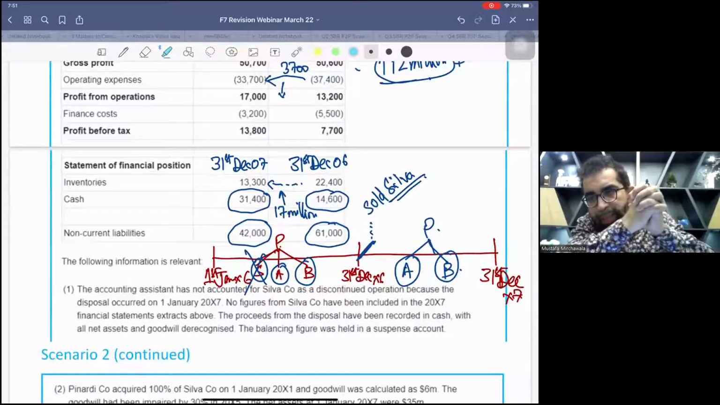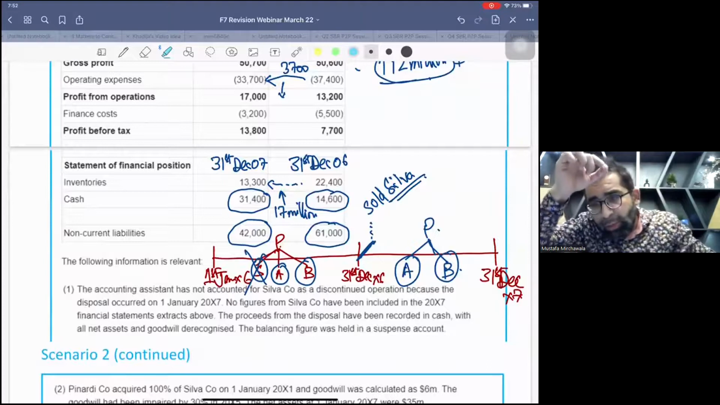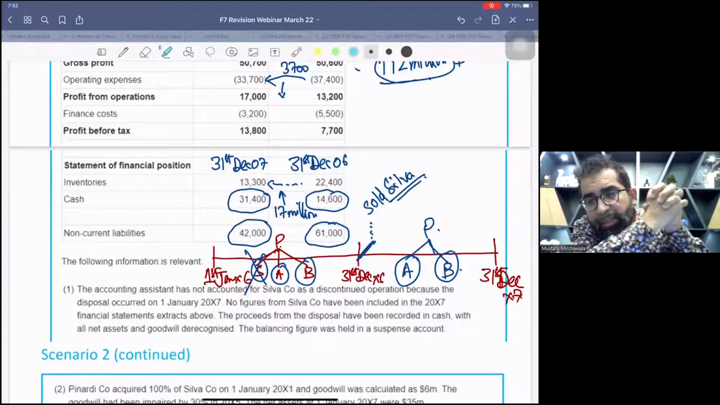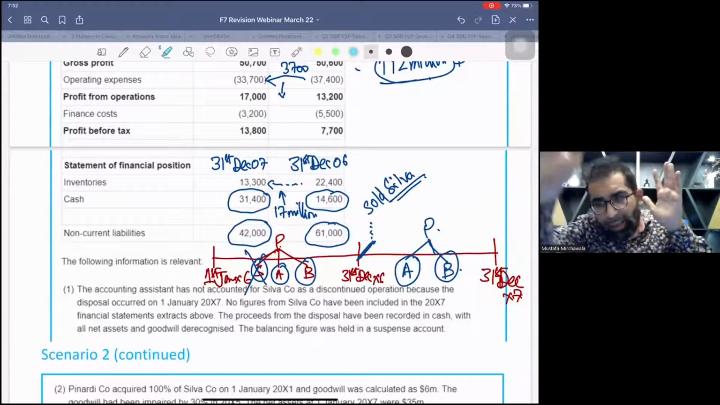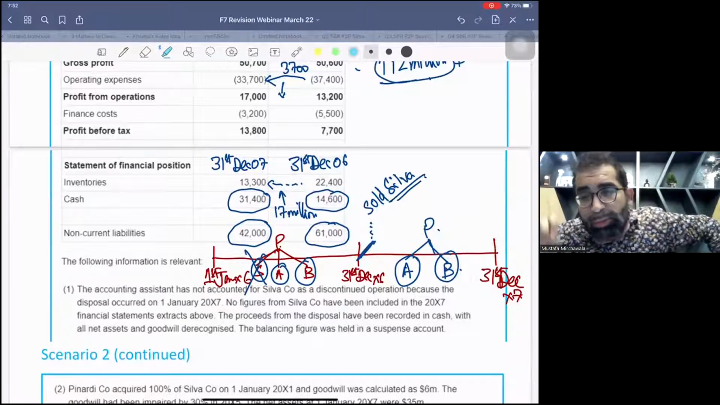One day before disposal, Silva was our subsidiary. Look at the video. Subsidiary means adding together. That means that subsidiary was stuck to us. Everything, cash, inventory, receivables, payables, everything of that subsidiary was stuck to us. The next day, when we sold the running business, everything of that company went down. Everything of that company was removed from us.